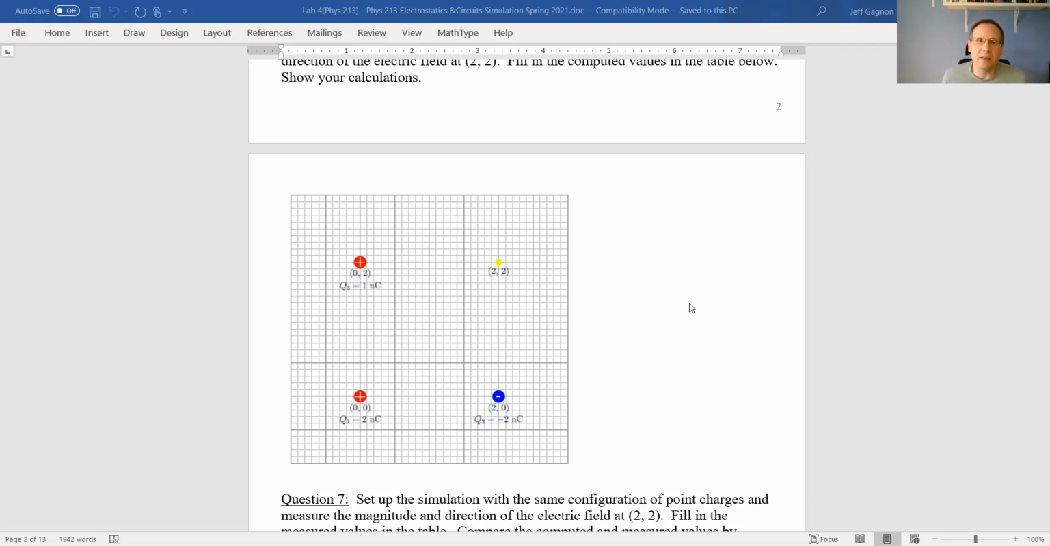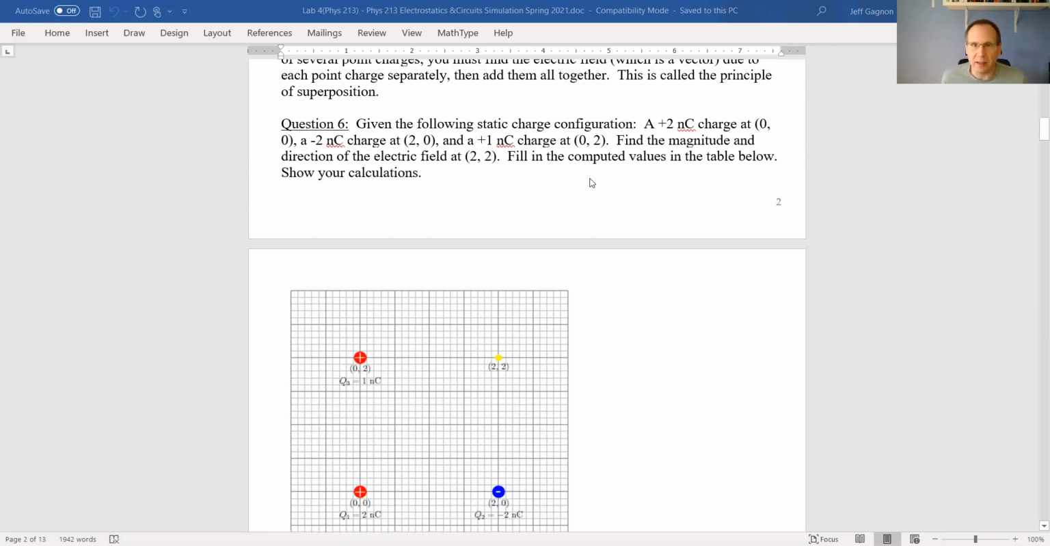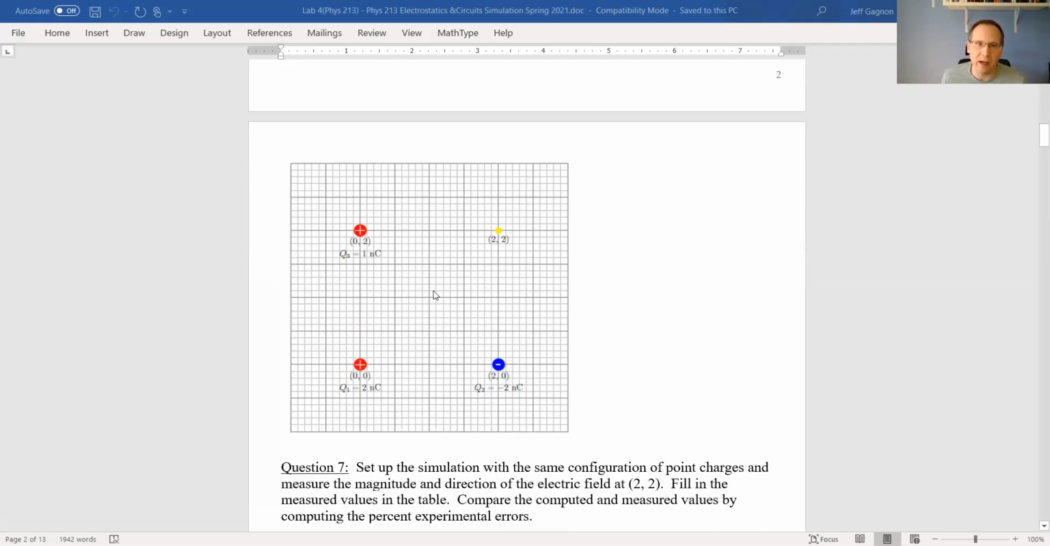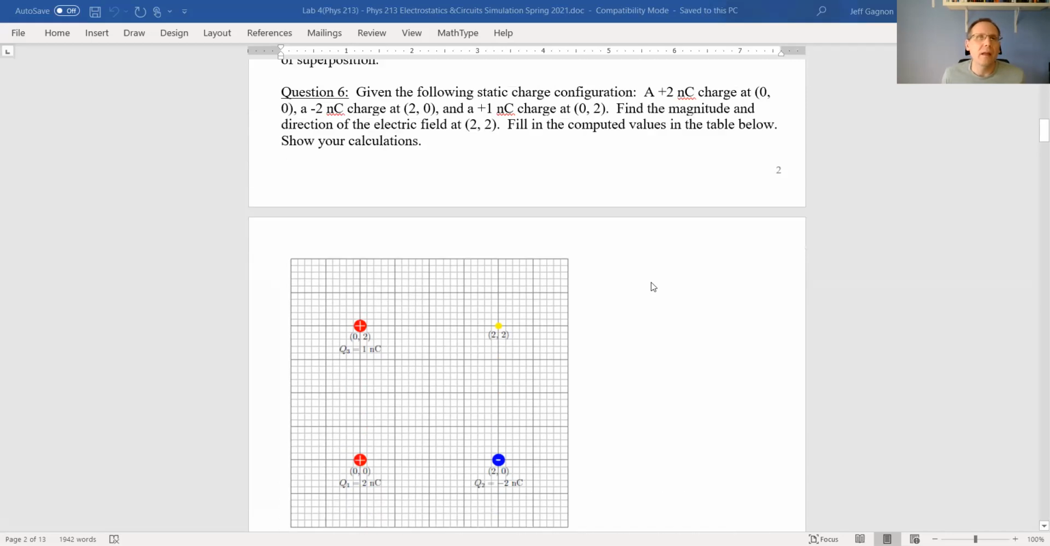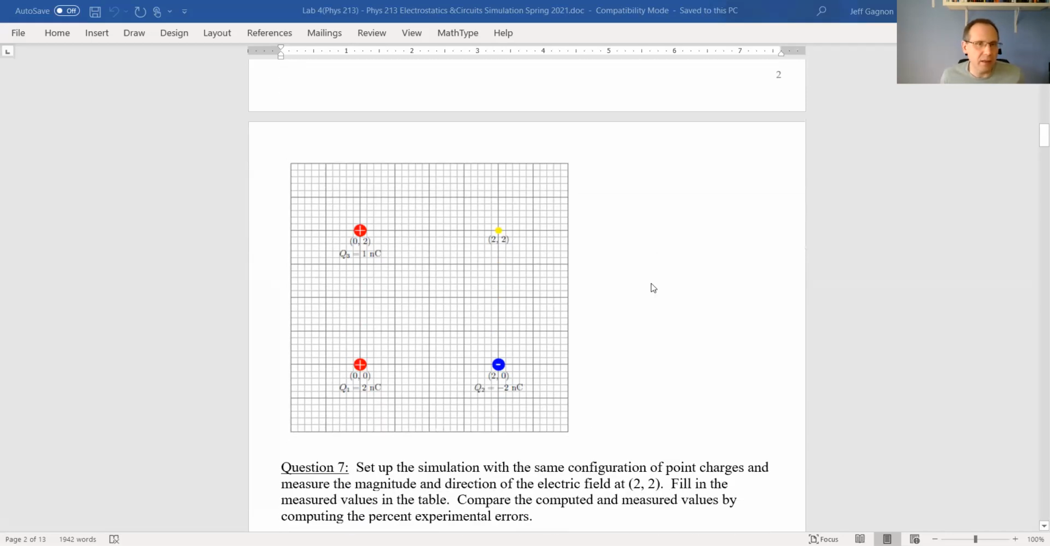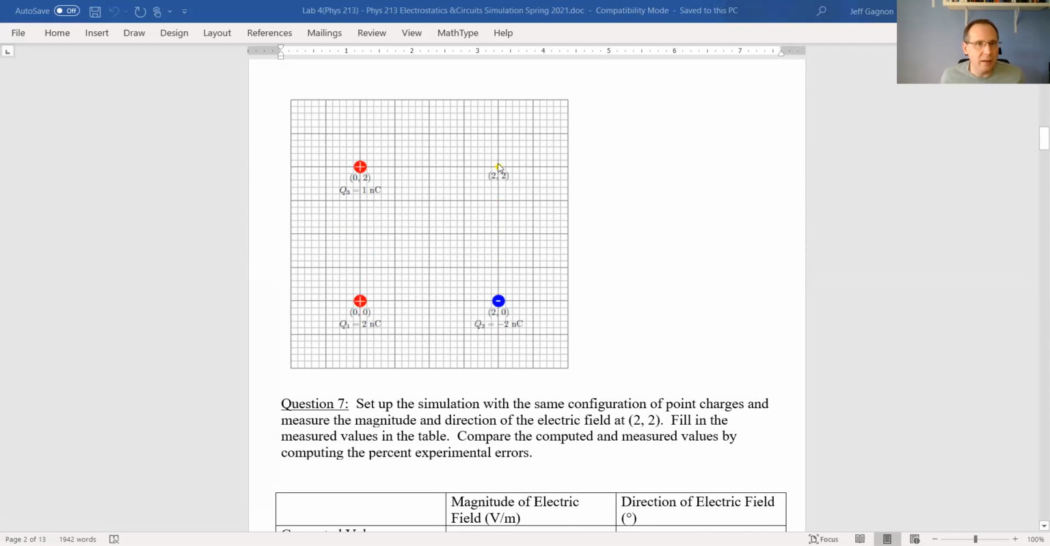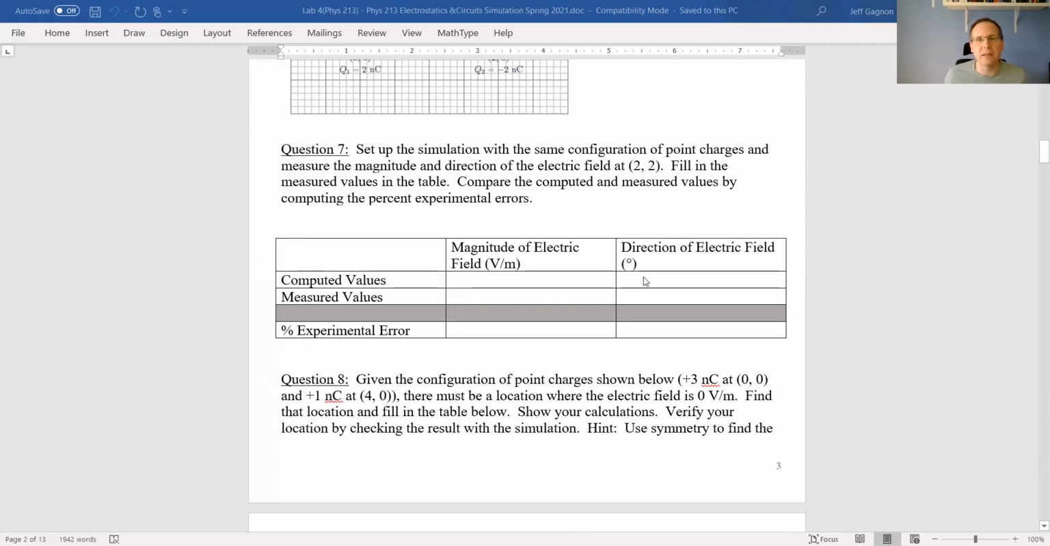Then I want you to go to the simulation. So question 6 is basically to compute those values. Find the magnitude and direction of the total electric field at (2, 2), which means you have to find the magnitude and direction of the electric field due to each of these particular charges and add them all together. Then I want you to set this up in a simulation, measure the magnitude and direction of the electric field at that point (2, 2), and then compare what you got with what you computed. Okay, so that's basically question 7.